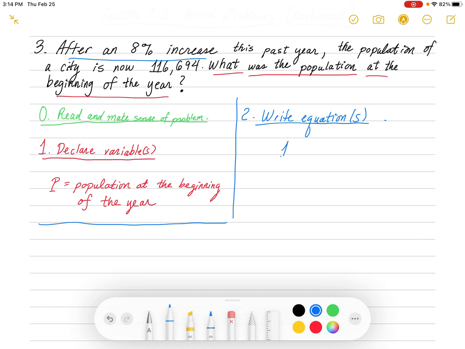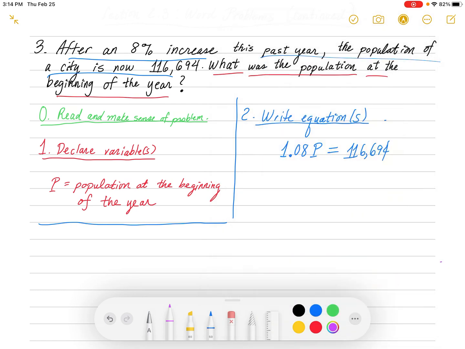So 108% of your population is going to be 116,694. So 108% we write as 1.08, right? That's 108% of our original population. Our starting population, P, times 1.08 is going to be equal to 116,694. And that's the only equation we have here. That first sentence gives us that equation.